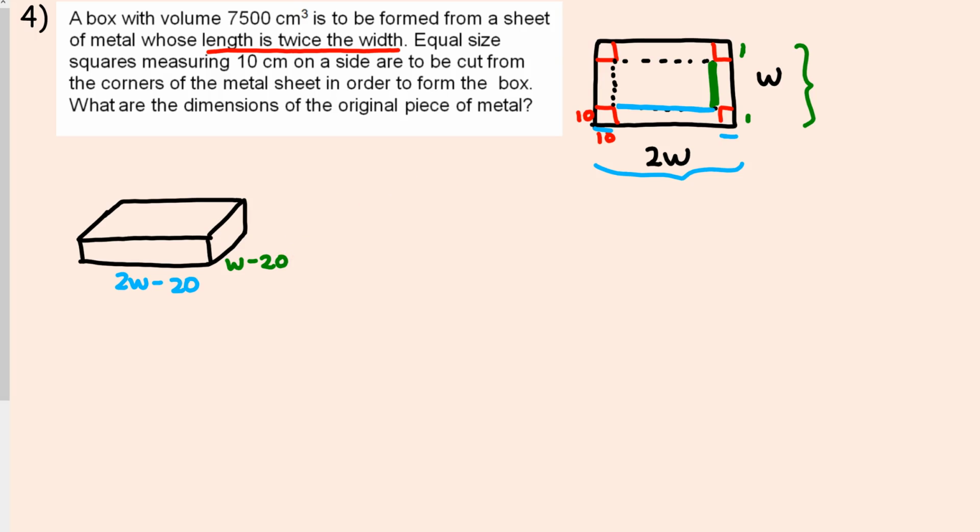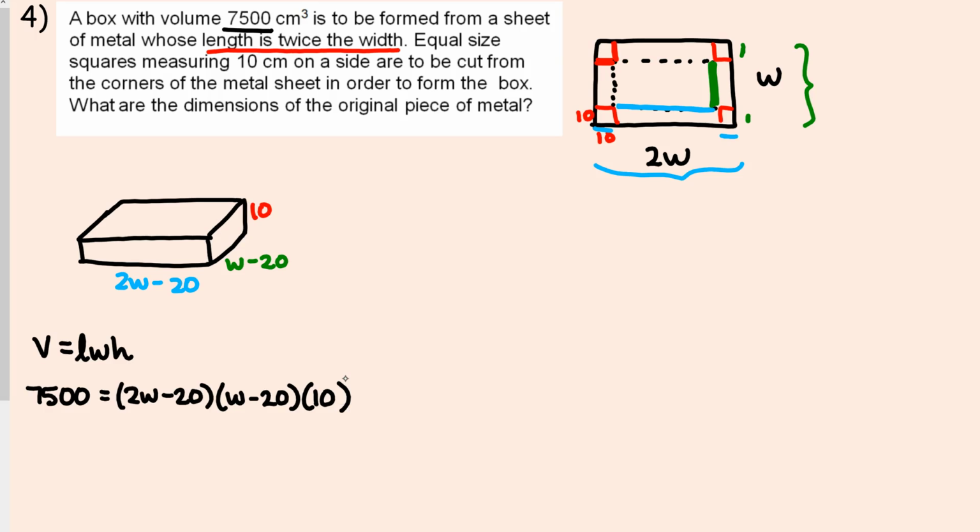And then the height of the box is just going to be 10 because that's just the amount we cut from the corner, and that's the height of the section that we fold up. So now we know the length, width, and height of the box. And I'm sure you recall from geometry that volume equals length times width times height for a rectangular solid. And we're told that the volume is 7,500 cubic centimeters. So we can write the equation 7,500 equals 2W minus 20 times W minus 20 times 10. So now we have our equation to solve for W.